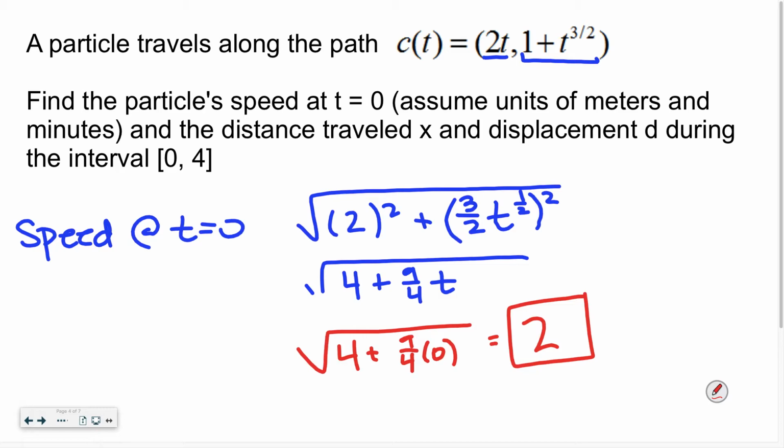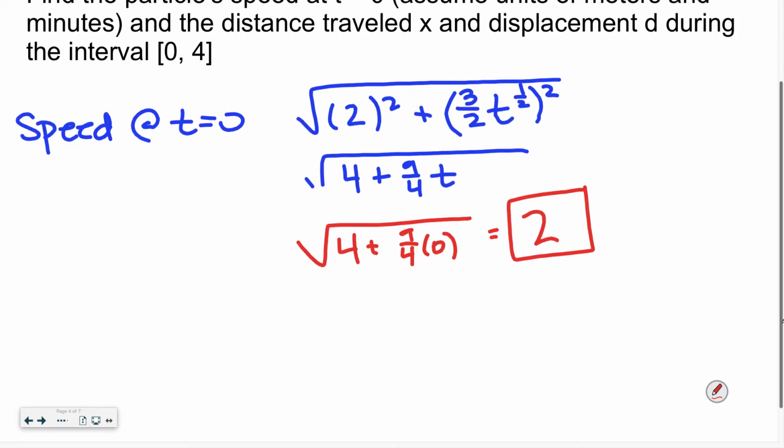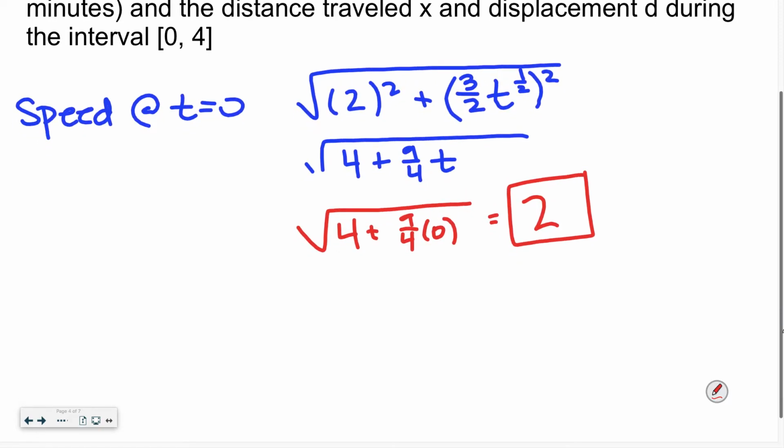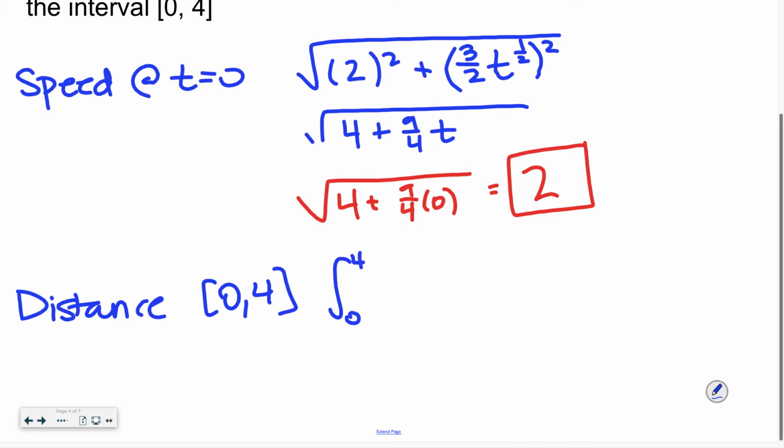Now I want to know the distance traveled, arc length, from 0 to 4. Okay, now what's nice about this is I already know what our integrand looks like, right? We have the integral from 0 to 4 of the square root of 4 plus 9/4 t.